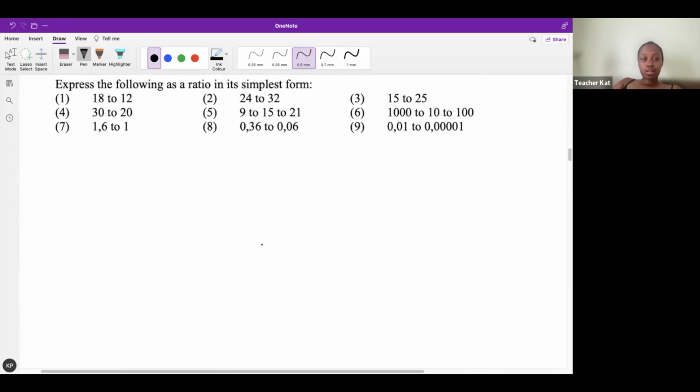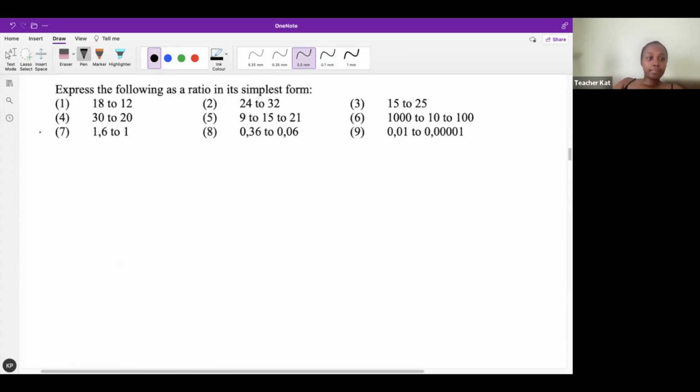Okay. Now let's simplify these. Express the following in its simplest form. So we're just finding the common factors and simplifying. 18 to 12, excuse me. Common factor quickly. Common factor between 18 and 12. 6, nice.